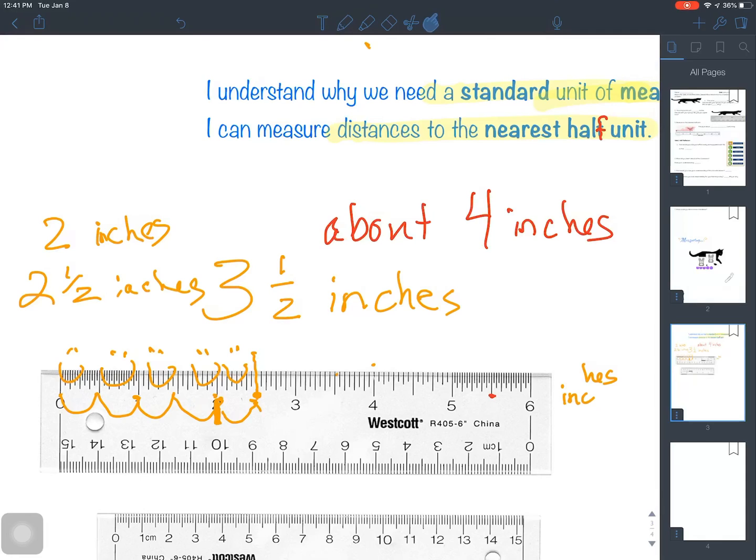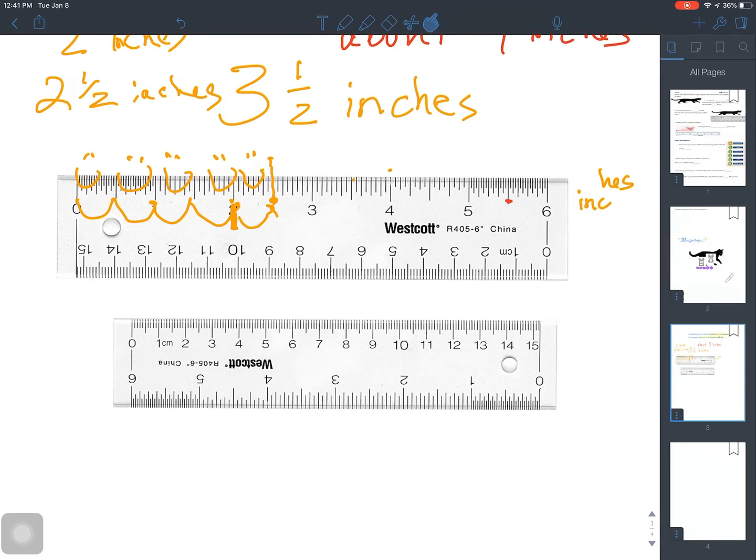We can also measure in centimeters. And this is how the rest of the world works, where the United States uses inches and feet and miles and yards, but the rest of the world uses centimeters. And as you can see, they're a lot smaller. So one side of a ruler always has inches, one side has centimeters.